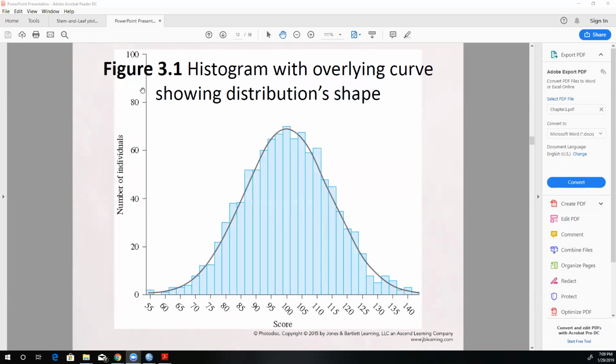The other one you can look at, that I prefer, is histograms, and you've probably seen those before. They do basically the same thing. They show the distribution of the shape of a data set.